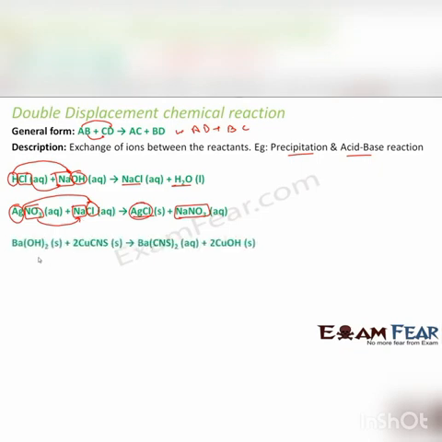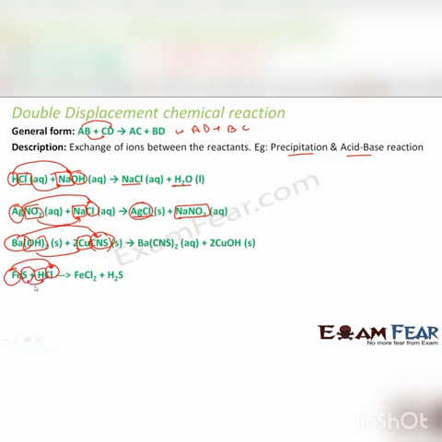Similarly, we have this Ba(OH)2 and this Cu(CNS)2. Ba and CNS form a pair, and Cu and OH form a pair, right? So you get this kind of equation. Here FeS and HCl. In this case, Fe and Cl form a pair, and H and S form a pair. So that's what you get.